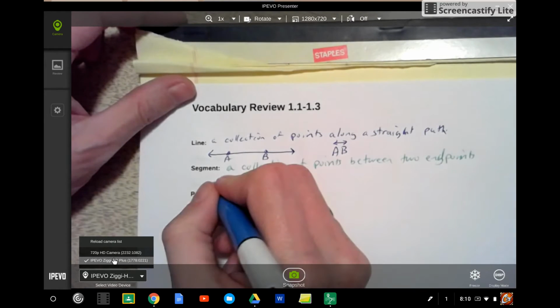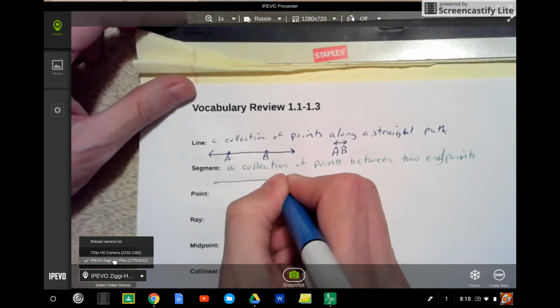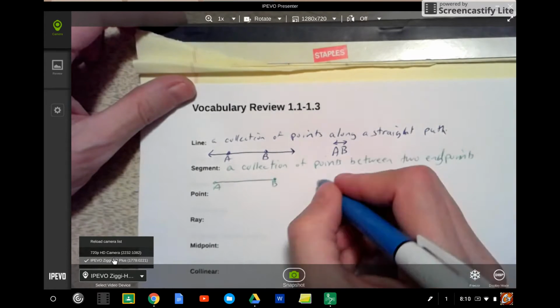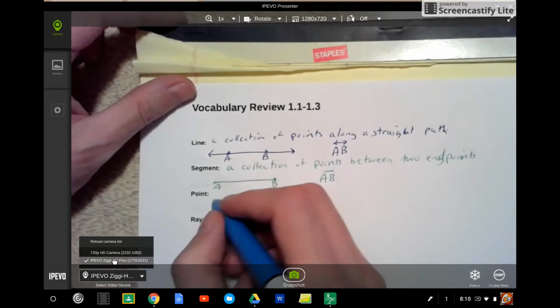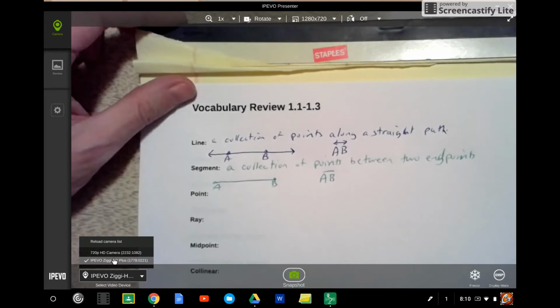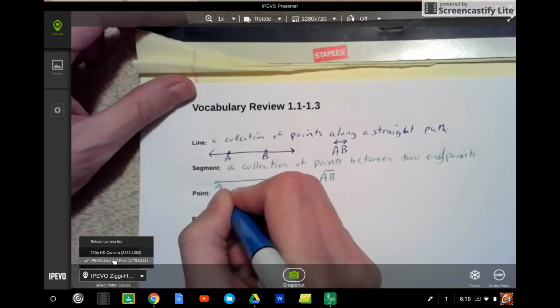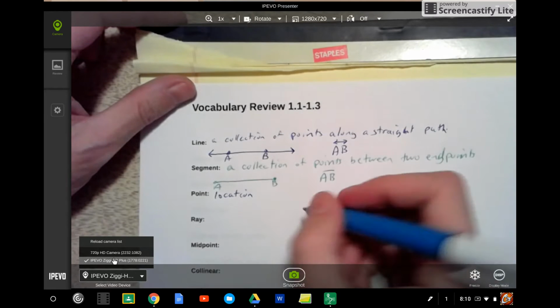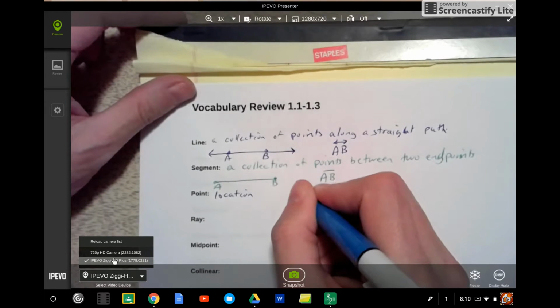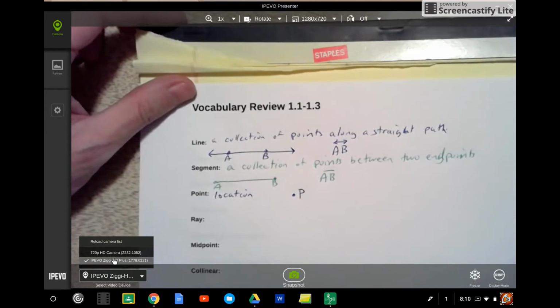Okay, so picture of it. There's our segment. You could call it a line segment. And our notation. A point, we said a point was a little weird because it's more of just a location. Okay, and our picture of a point is very simple. I'll call it point P. And really, when we name a point, we just name it with the letter.